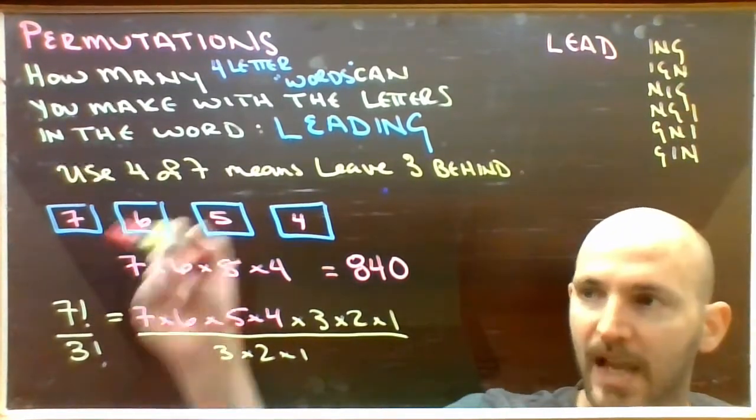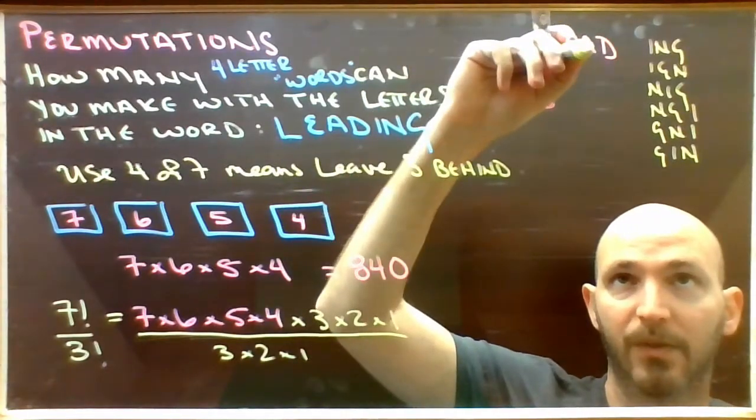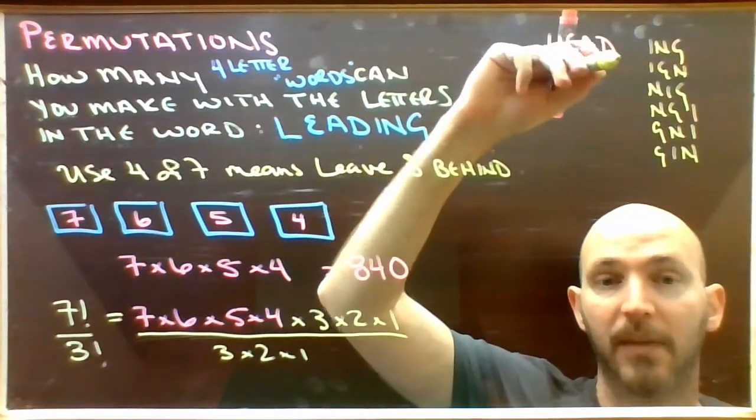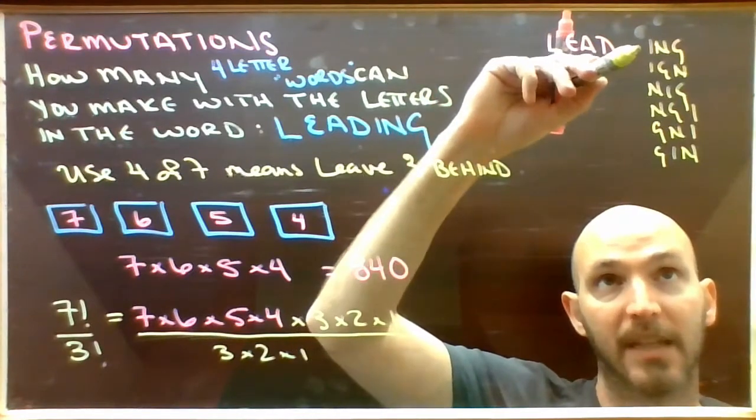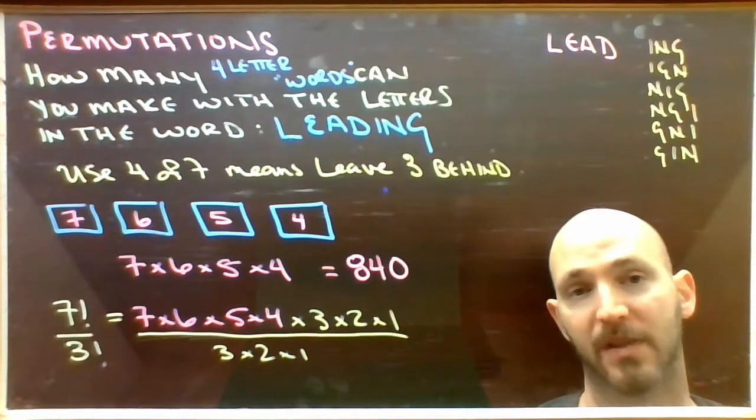And that's what's happened over here: I took the 7 letters and shuffled them, 1, 2, 3, 4, 5, 6, 7, shuffled them all up, and then collapsed these 3 factorial arrangements of the letters I don't care about.